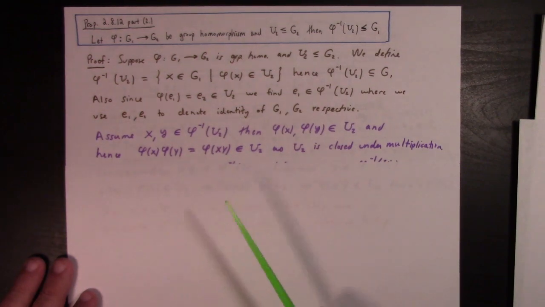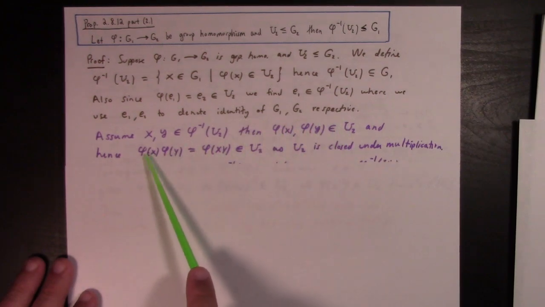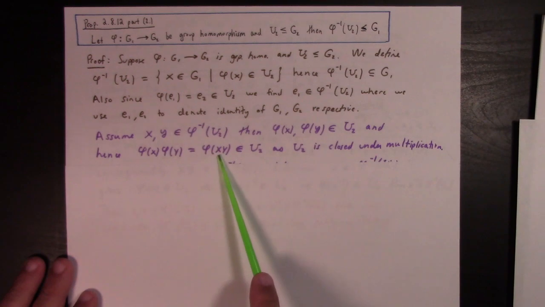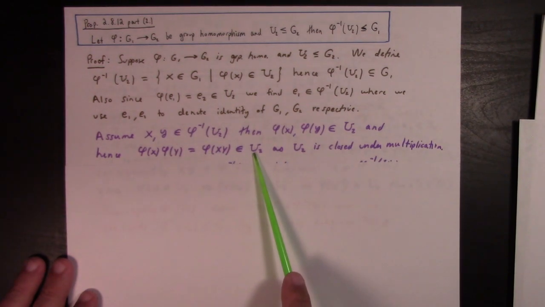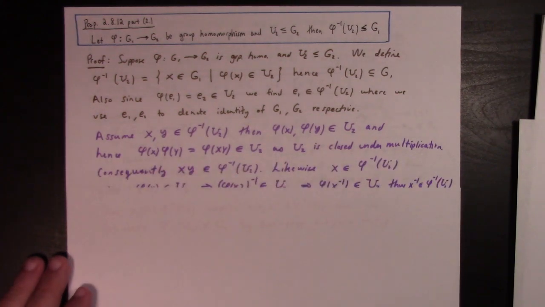Let's see here. Oh, because phi of x and phi of y are both in U2, which means that their product is in U2. But that also means that the image of xy under phi is in U2, which means that xy is in the inverse image of U2.